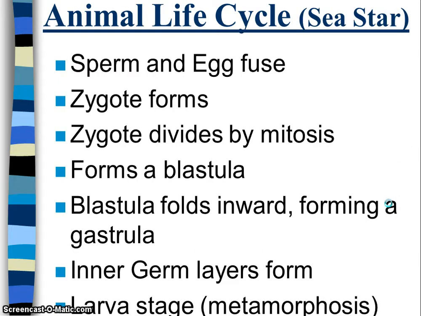Okay, so we're going to use the sea star to kind of go through an animal life cycle. So we have a sperm and an egg that are going to fuse together to form a zygote. That zygote will go through mitosis. So it will keep dividing until it gets to be a ball of cells, which is called the blastula. The blastula will fold inward, which would form what's called the gastrula, and that's where we get our inner germ layers. Now, some organisms go through a larval stage or metamorphosis.